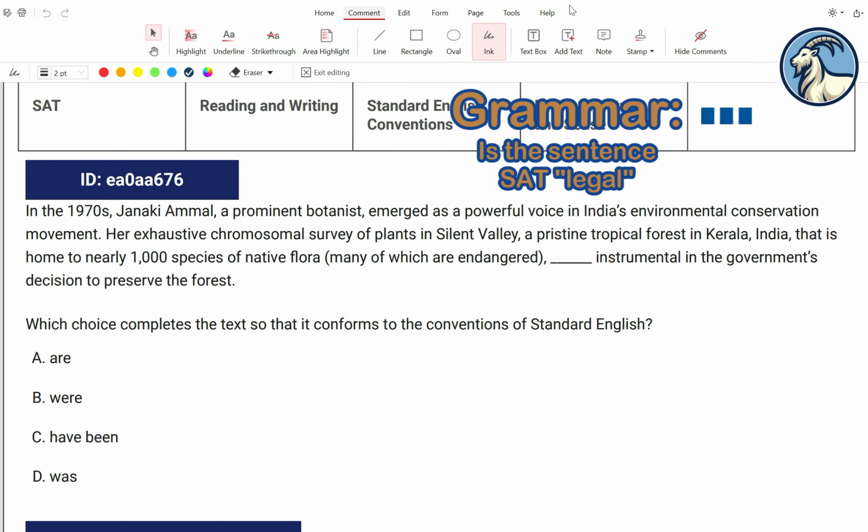Here's the second question. We are going to stay in that habit of establishing what type of question this is, even if it's obvious. So this is a grammar question, and it's a grammar question having to do with subject, verb, or subject modifier agreement. This is not a boundaries question.